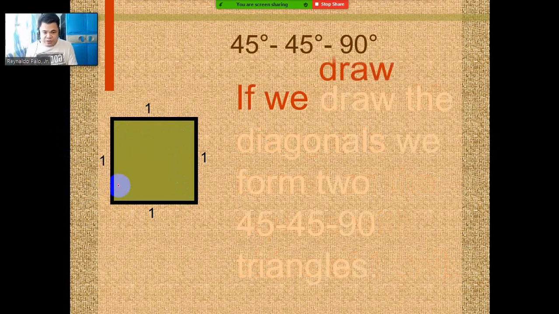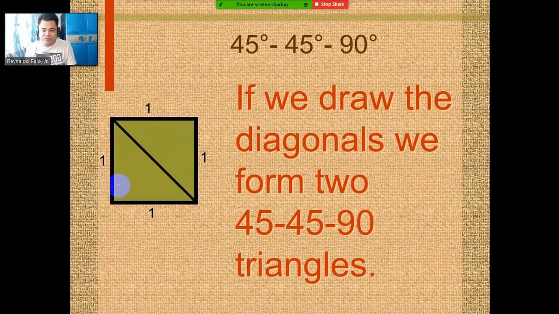If we draw the diagonal, we form two 45-45-90 triangles. The diagonal cuts the two opposite vertices into two halves, and that's when we form two 45-45-90 triangles. Just like what you are seeing, it's now what we call the 45-45-90 triangle. As you can see, the two legs of the right triangle are 1 and 1.